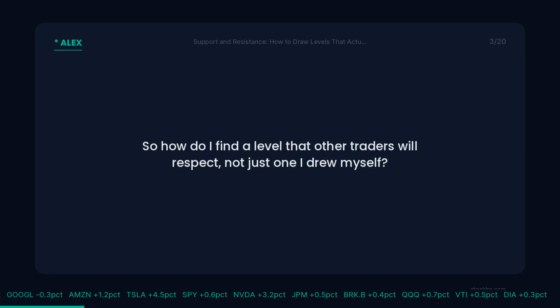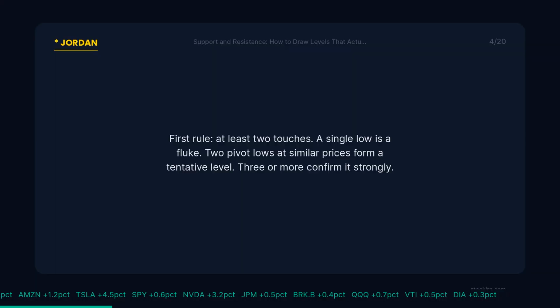So how do I find a level that other traders will respect, not just one I drew myself? First rule, at least 2 touches. A single low is a fluke. 2 pivot lows at similar prices form a tentative level. 3 or more confirm it strongly.